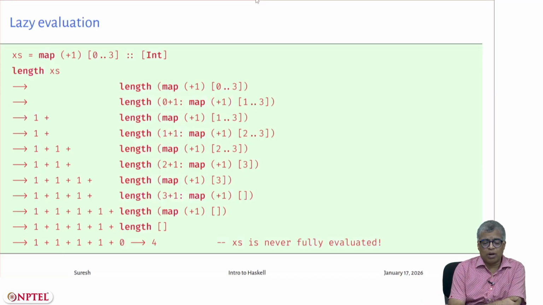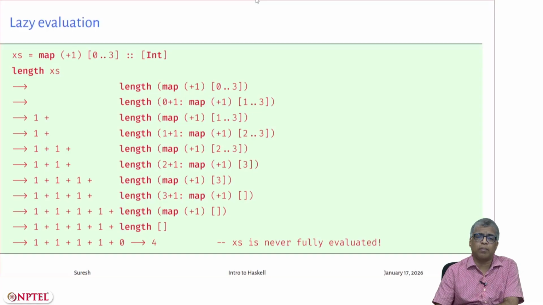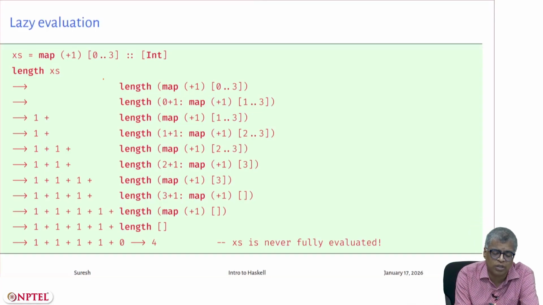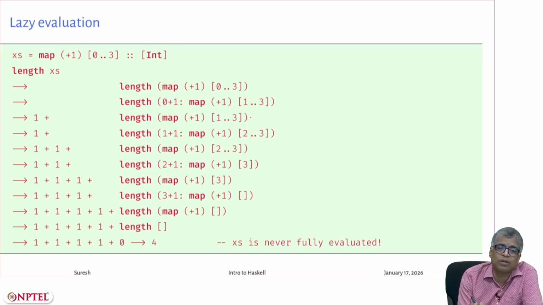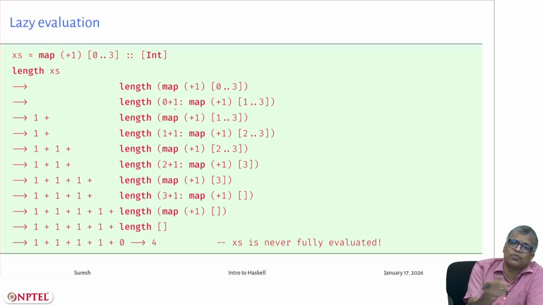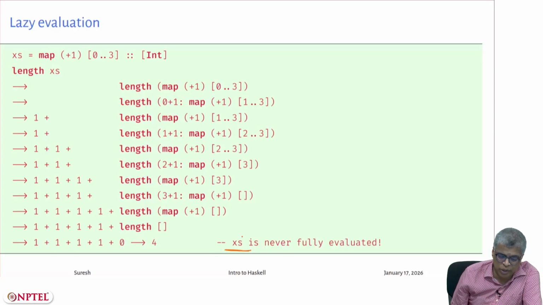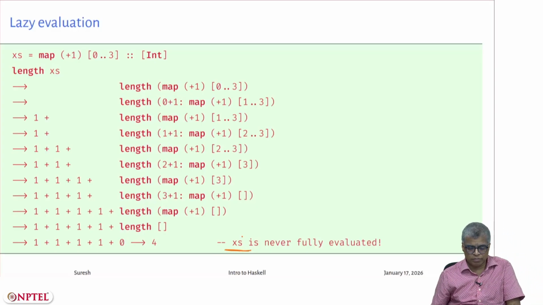So, this is illustrated here. Length of x's, let x's be map of +1 of 0 dot dot 3. Length of x's is the length of map +1 0 dot dot 3, which is nothing but length of 0 plus 1 colon map +1 of 1 dot dot 3. But the 0 plus 1 is not needed at all. You just add 1 towards its value and then you move on. So the element is never fully evaluated. This is the point. Okay, let's move on.